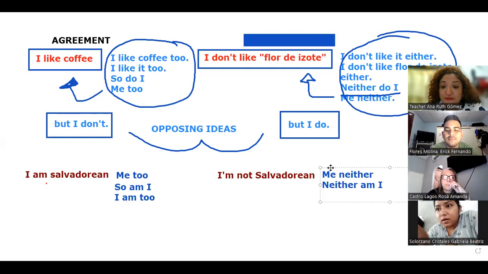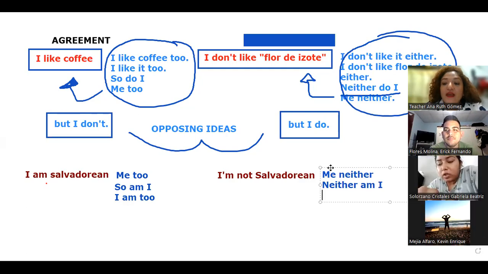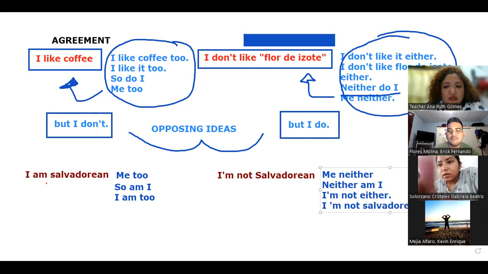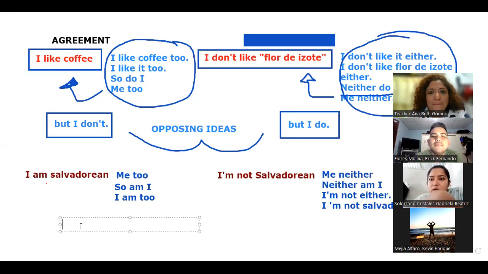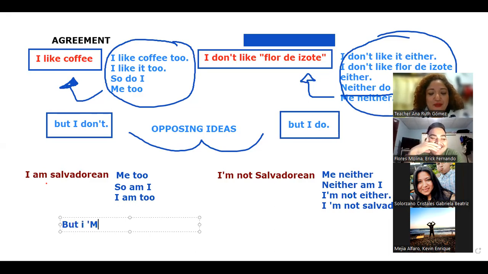And what about the next one? I'm not either. All right. I'm not either. You can say I'm not either, the short form. Okay. I'm not either. Or I'm not Salvadorian either. Very good. Let me see how it's spelled, either. Okay. And if I want to contrast, I am Salvadorian. And to contrast with but. But I'm not. Excelente. But I'm not. All right.